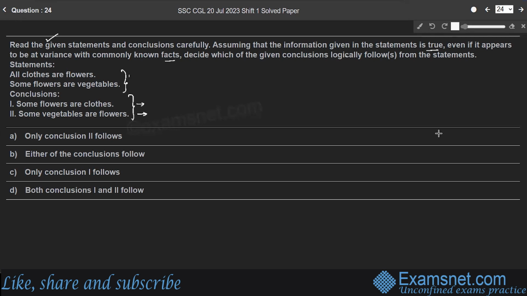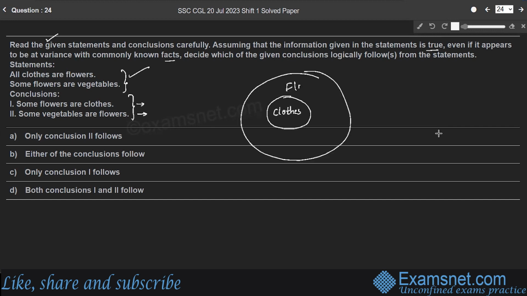So all clothes are flowers, first statement. Let us consider the set of clothes. All clothes are flowers, so the set of clothes is completely included in the set of flowers. Whereas the second statement, some flowers are vegetables. So some part of the flowers are vegetables, right? So this common portion represents the second statement, right?